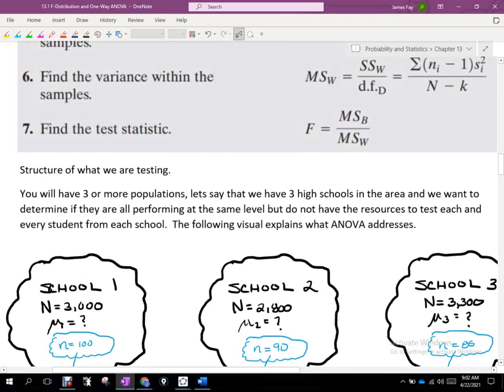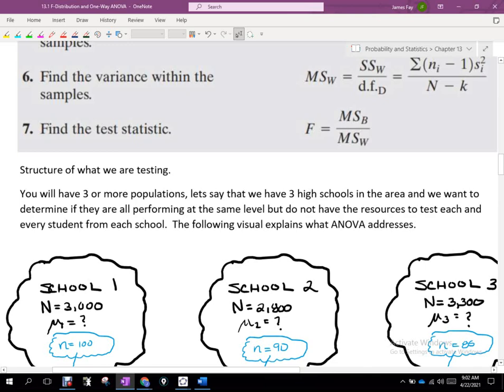The structure of what we are testing says you will have 3 or more populations. Let's say we have 3 high schools in the area, and we want to determine if all of them are performing at the same level, but do not have the resources to test each and every student from each school, okay? So the following visual explains what ANOVA addresses.